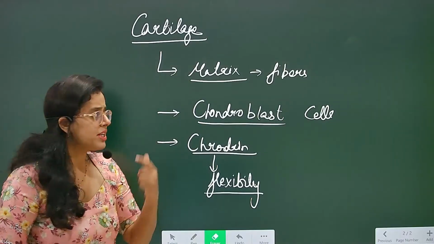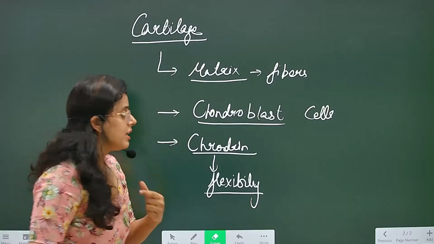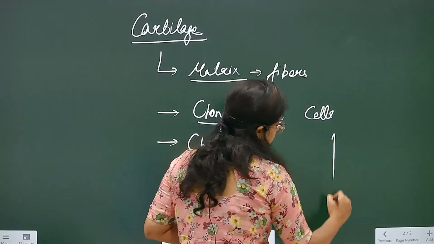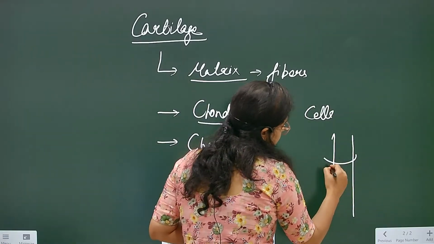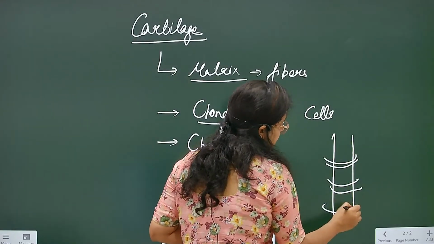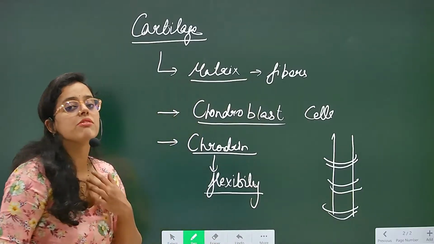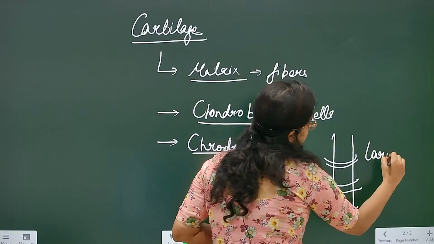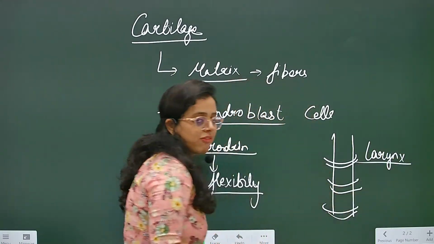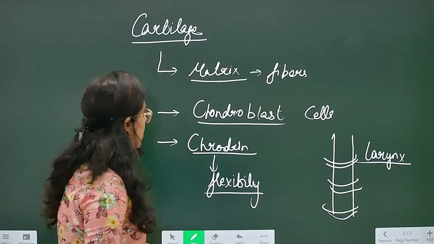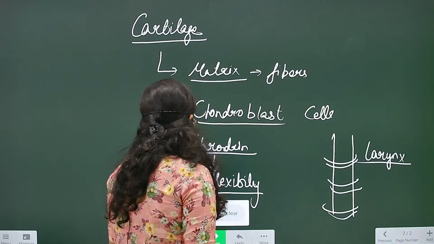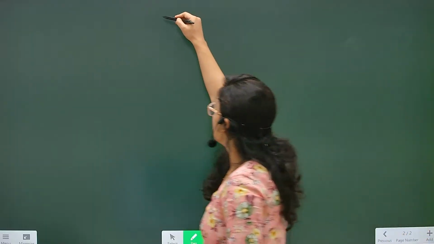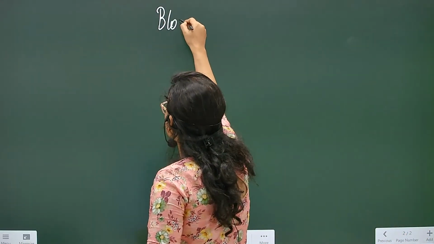The tip of the nose can be moved from here to here. It is flexible, right? And the ears, and cartilage rings are present on the trachea as C-shaped rings. You can feel them by touching. And the larynx, the sound box, which is present just below the pharynx, is also made up of cartilage, right? So we have discussed bone, we have discussed cartilage. Now I am going to discuss the fluid connective tissue, that is blood.